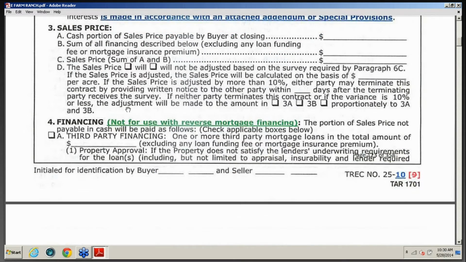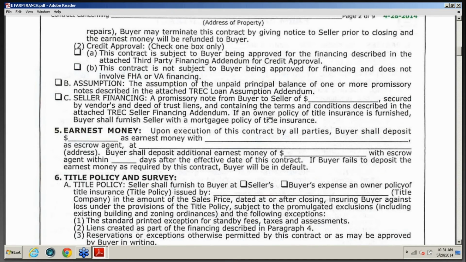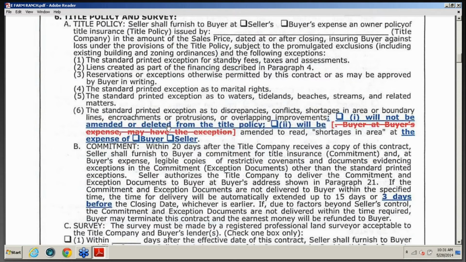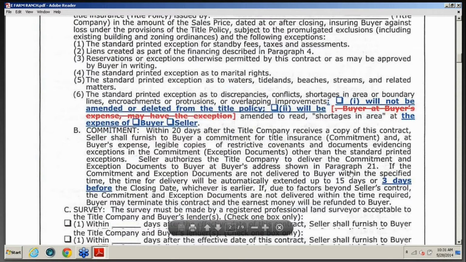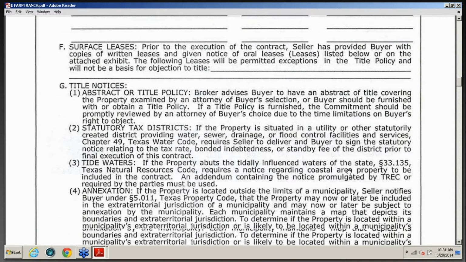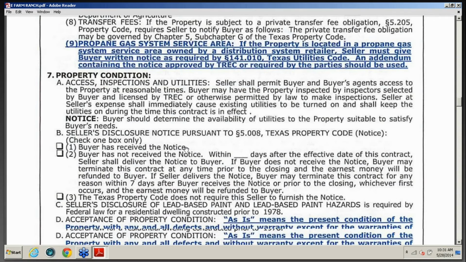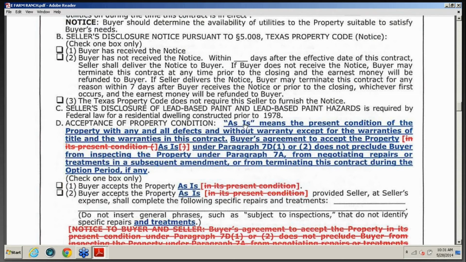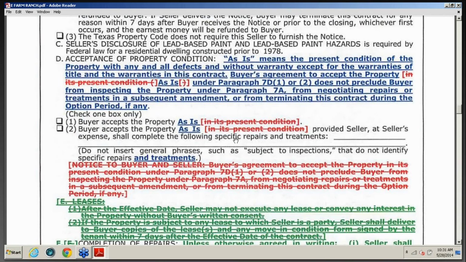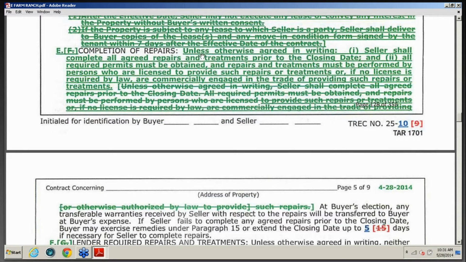Again, financing is not for use with a reverse mortgage financing, the third-party financing. The title amendment deleted, that is the same. Again, shored up the 3 days before closing. The other change on the farm and ranch is the propane gas system. They did add that. They did add the as is verbiage. Same thing, as is. The leases, they moved to the possession. Completion of repairs, again, we're talking about licensed or commercially engaged.